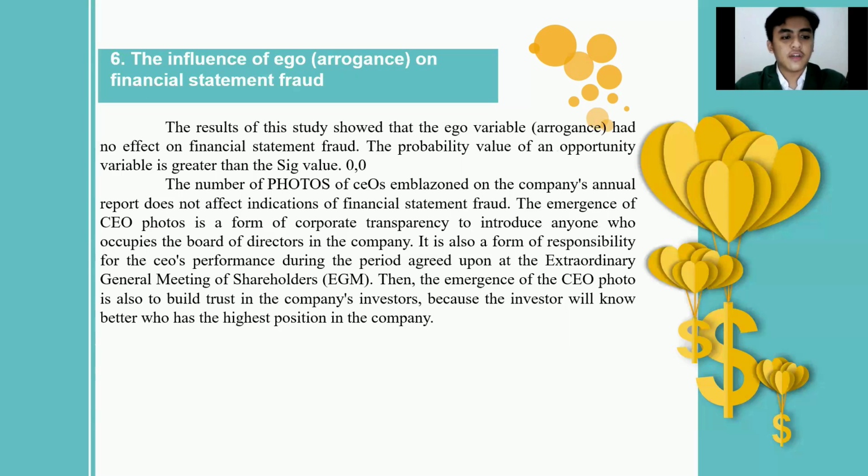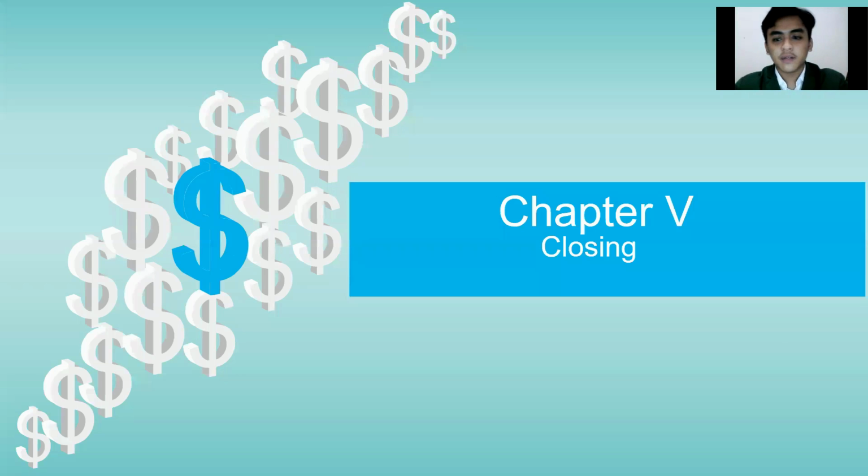The emergence of the CEO photo is a form of corporate transparency to introduce whoever occupies the board of directors in the company. It is also a form of responsibility for the CEO's performance during the period agreed upon at the extraordinary general meeting of shareholders, or EGM. Then the emergence of the CEO photo is also to build trust among the company's investors, because the investor will know better who has the highest position in the company.